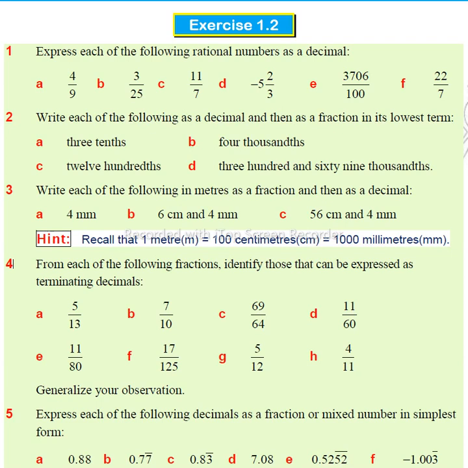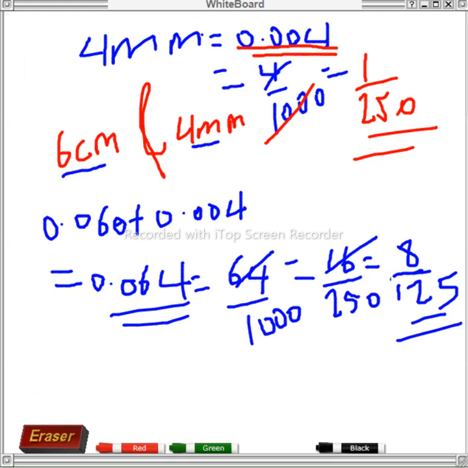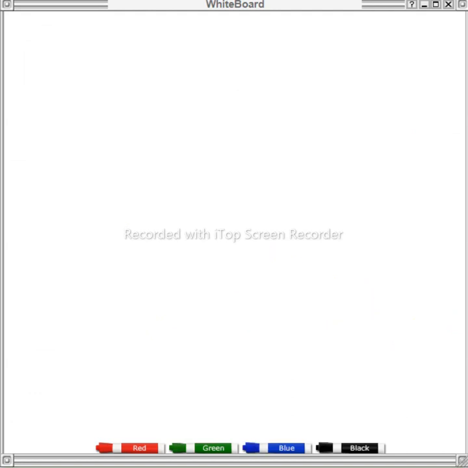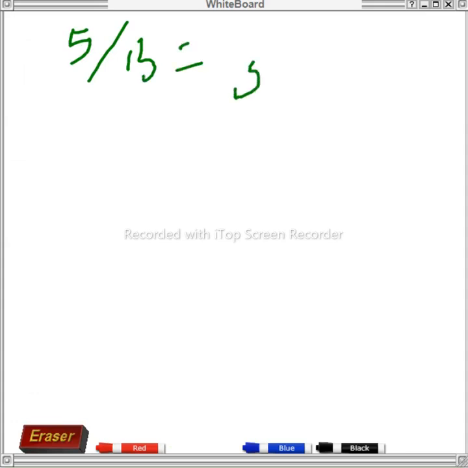Start question number 4. In A, the given is 5 over 13. So we will divide first. We can use a calculator, or we can also do it by long division. Let us start. The question says 5 over 13. We simply divide to change it to a decimal, to check whether it is terminating or not.